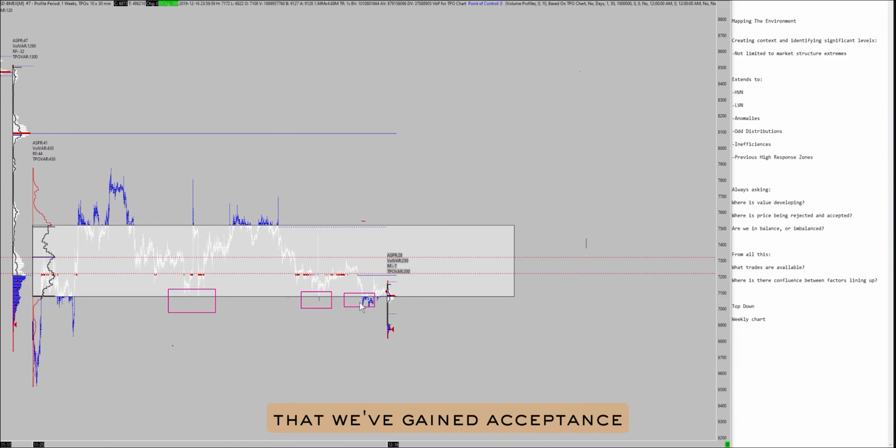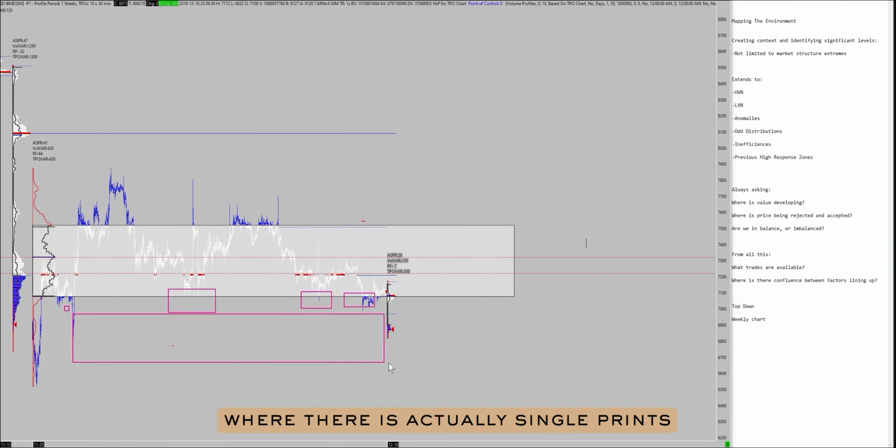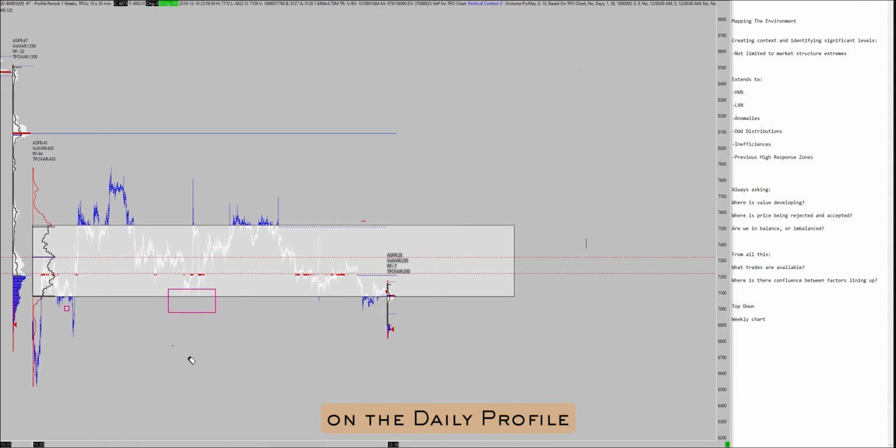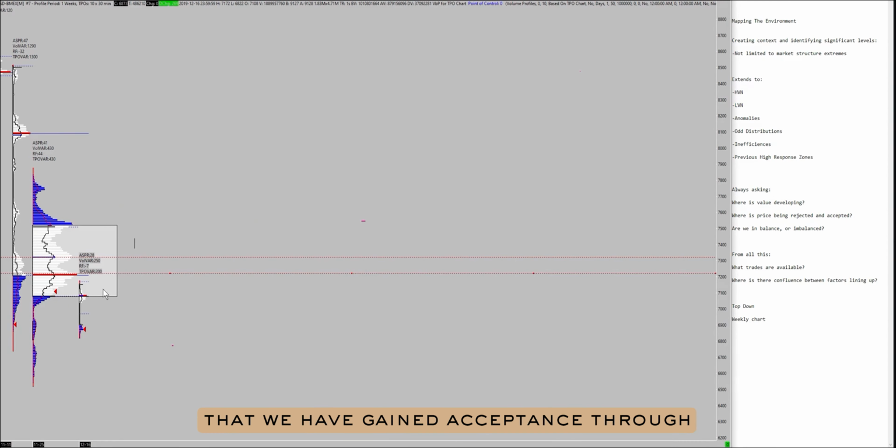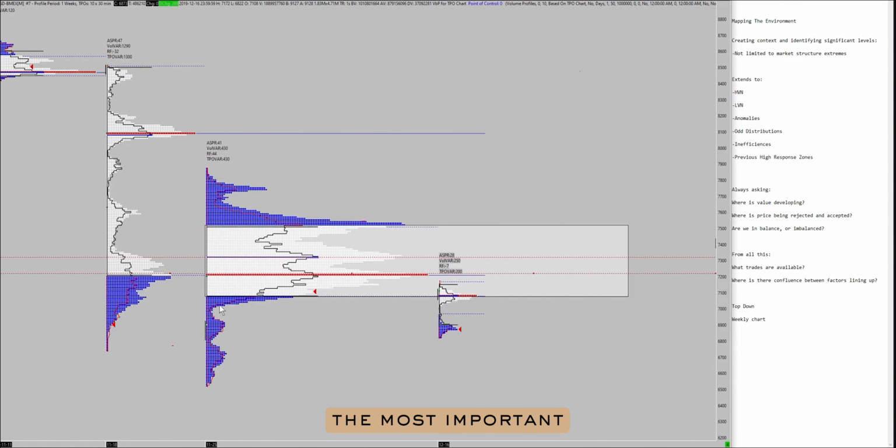And this is the first time that we've gained acceptance into this level where there are actually single prints, if you're looking at this on the daily profile. So this is important. We have shown a sign that we have gained acceptance through what is the most important contextual level within the last few weeks, and that's the value area. We've gained acceptance down here. And the area where we have not shown much of a buying tail is at this low. So we see that this is probably a target for some type of cleanup.